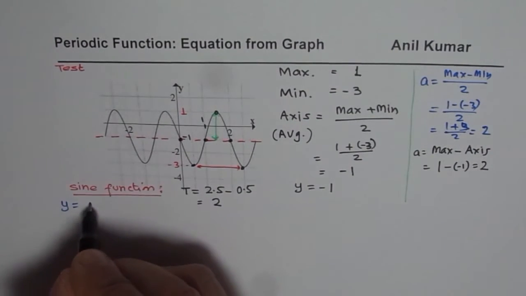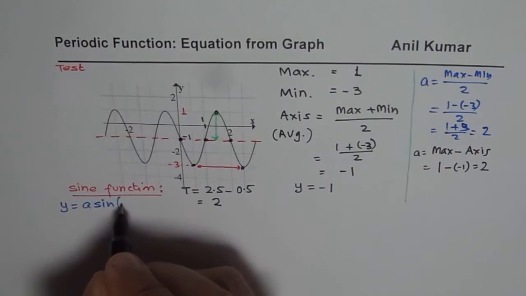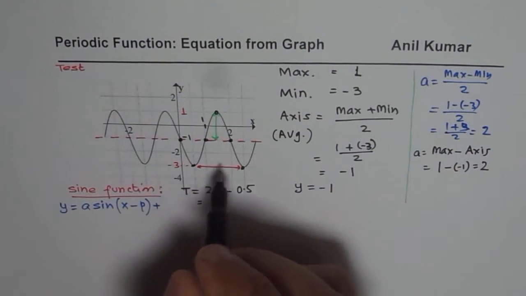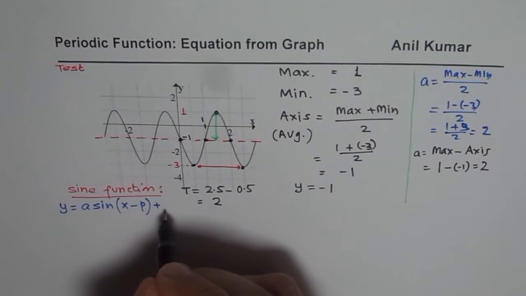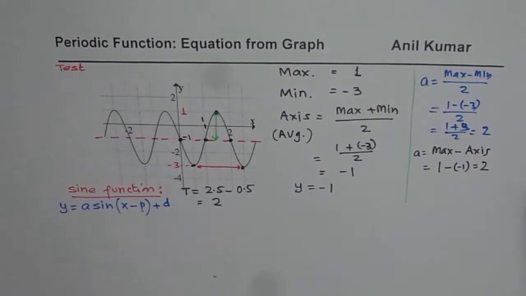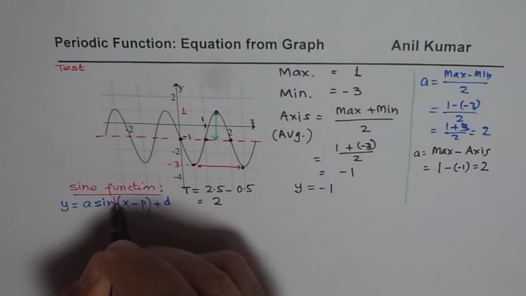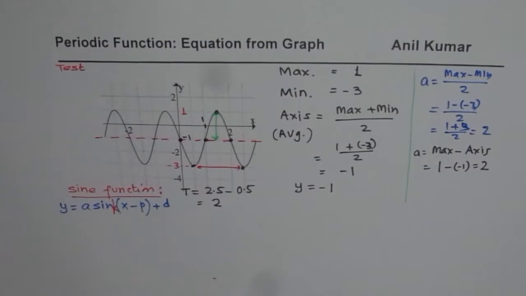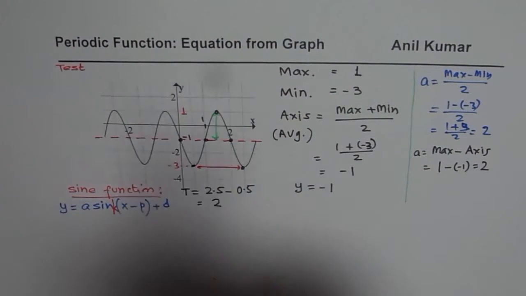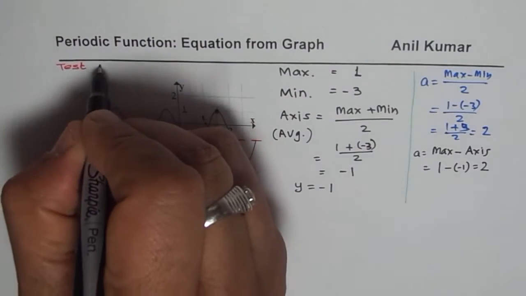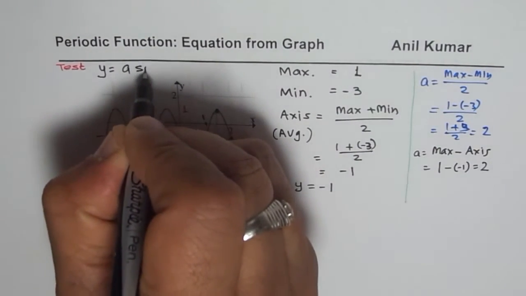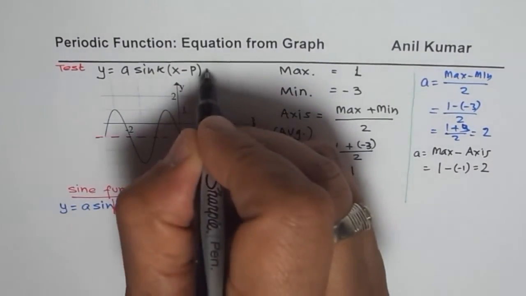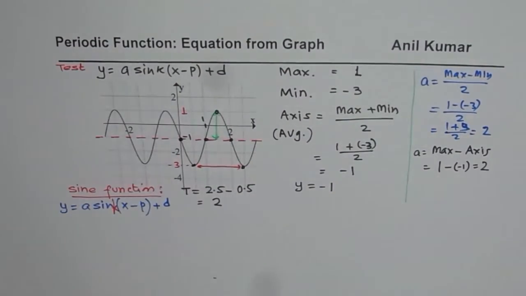A, the amplitude, sine x minus phase shift, so I'm using P for that, plus vertical translation, which is D. And the K factor, which I forgot to write, is being inserted here. So that is the horizontal stretch and compression factor. Let me rewrite the equation. So we are looking at an equation which is y equals A sine K times x minus P plus D, right? So that is the equation which we are looking for.